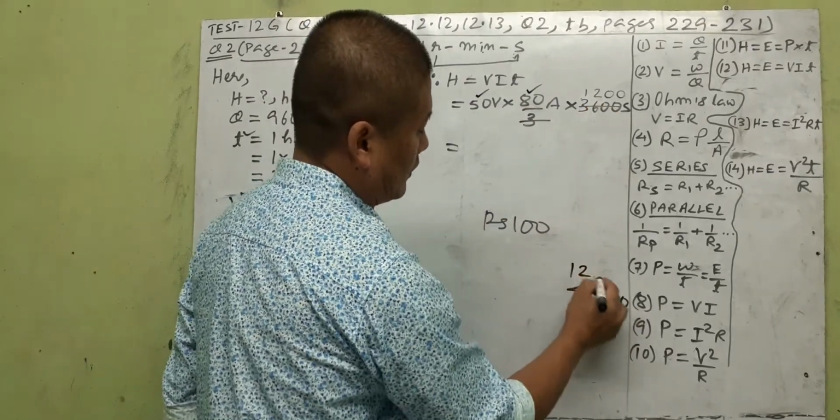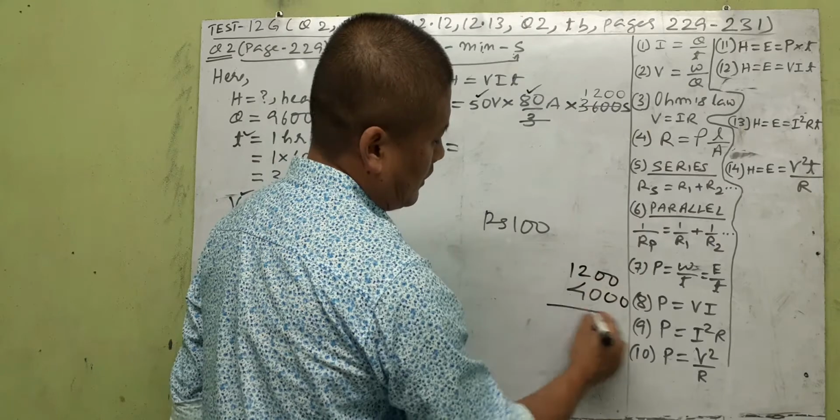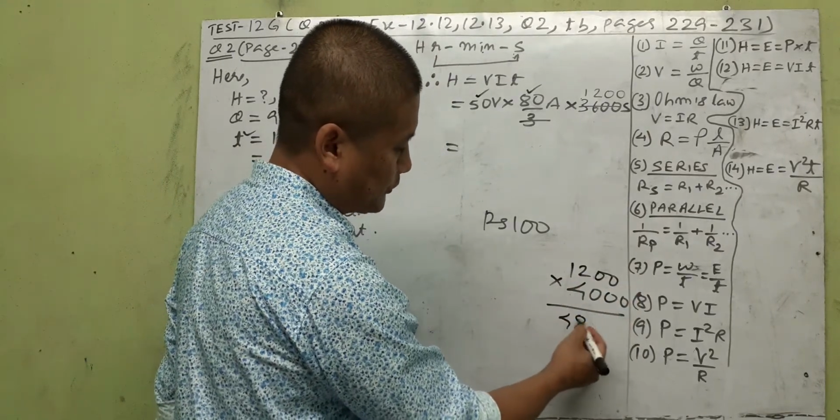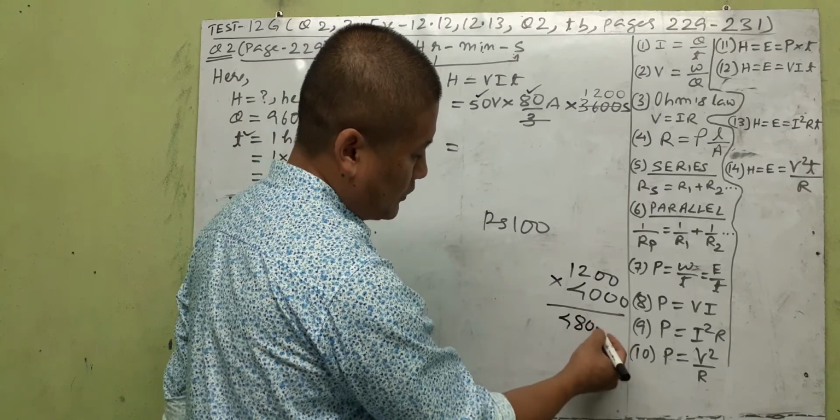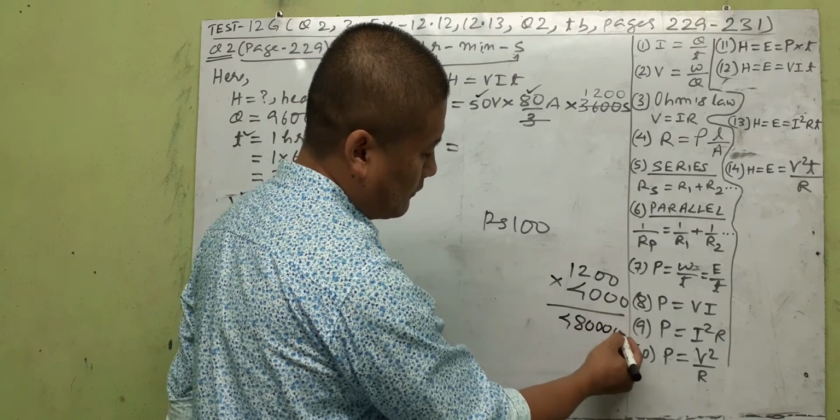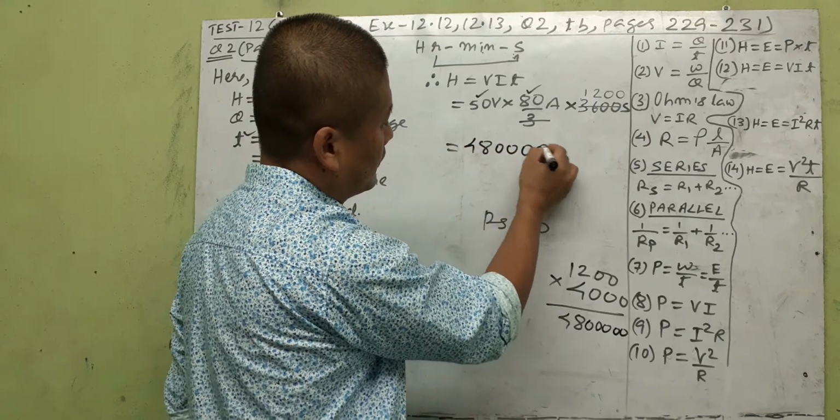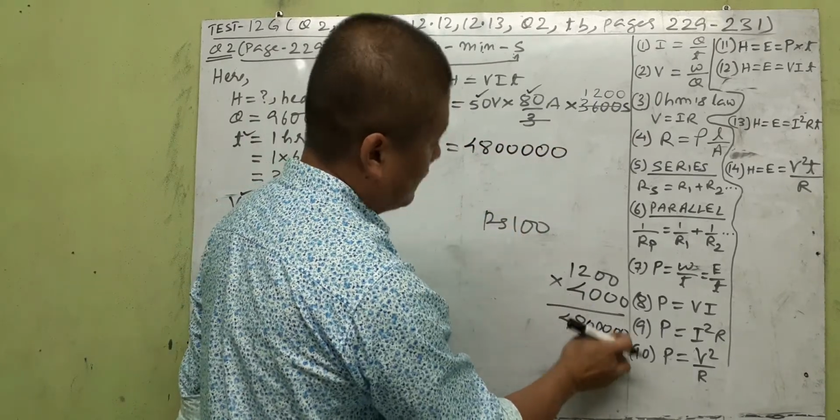And here 12 and 00. Let us not multiply the 0, no need. 4 2s are 8, 4 1s are 4. Then add the zeros at the back. 1 2 3 here, 4 5. So 4 8 1 2 3 4 and 5. 1 2 4 5. This much.